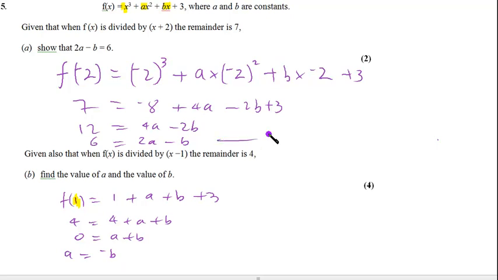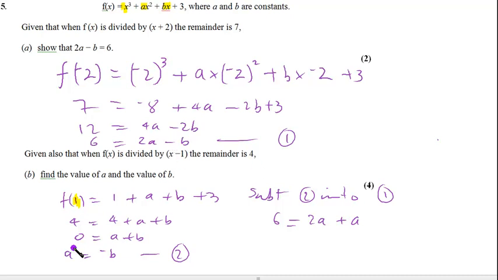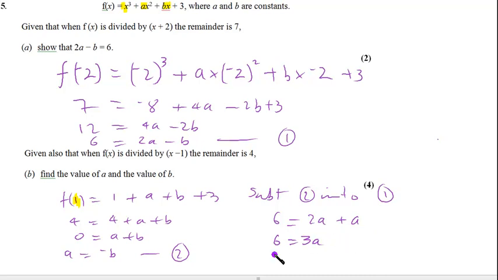We call this equation 1 and this equation 2, and we substitute 2 into 1, solve the simultaneous equation. So wherever there is a minus b, we can put an a. So you get 6 equals 2a plus a, because minus b equals a. We can just replace it with a. So therefore 6 will equal 3a. Divide both sides by 3. Therefore 2 is equal to a. A equals minus b, so therefore b will equal minus 2.